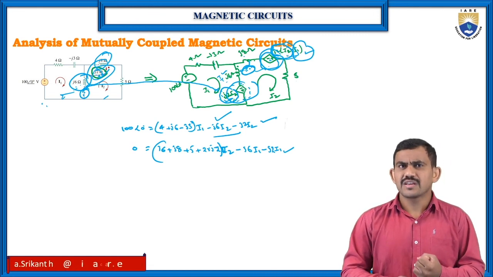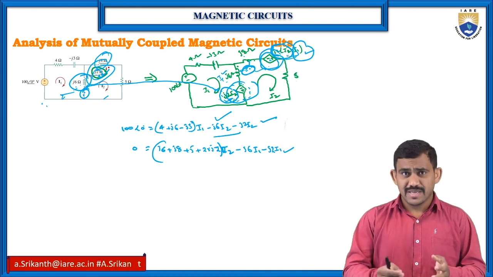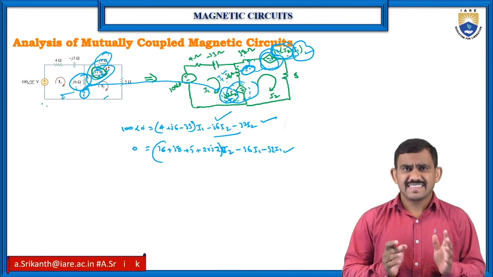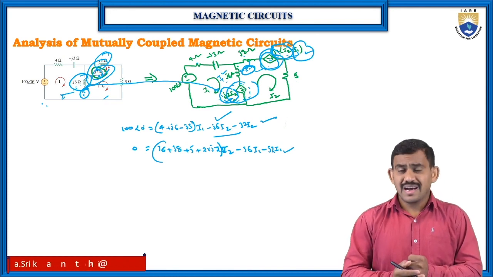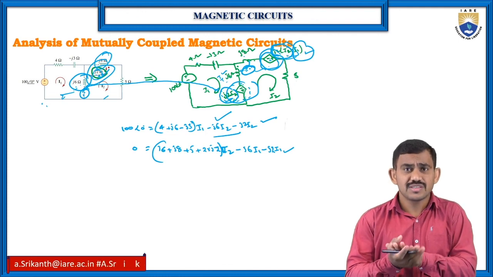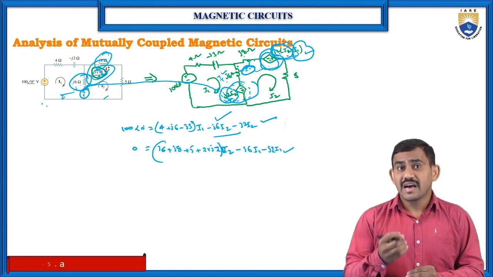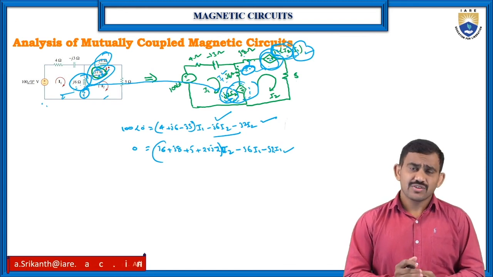If you know the current value, you can find the voltage values and the power values at any place. So this is about mutually coupled inductances in loops, how to solve those equations and how to get the current values and voltage values.